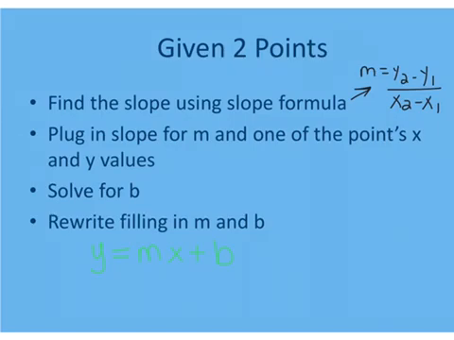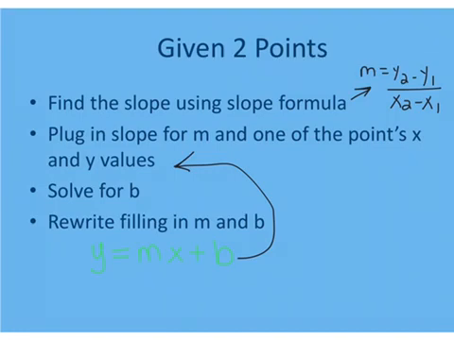Once I find my slope, I then can go into my formula for a line and start to find the intercept. So I would plug in my slope value for m that I just solved. I would pick one of the sets of points that I was given. It's your choice, whichever ones you want.